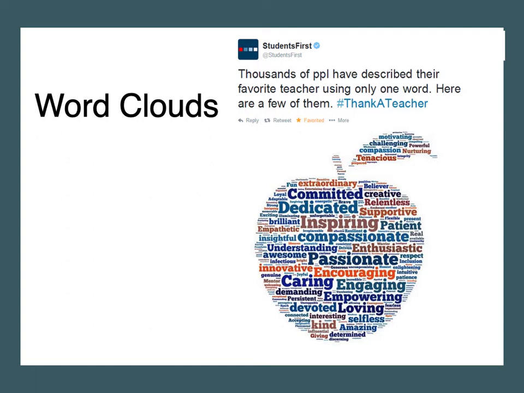And this is an example of a piece of research done on people describing their favorite teacher in one word, and things like inspiring, compassionate, caring are larger because more people said those things. So you can use that to denote the codes that you're using and the relative importance in the data in terms of how many times they came up.